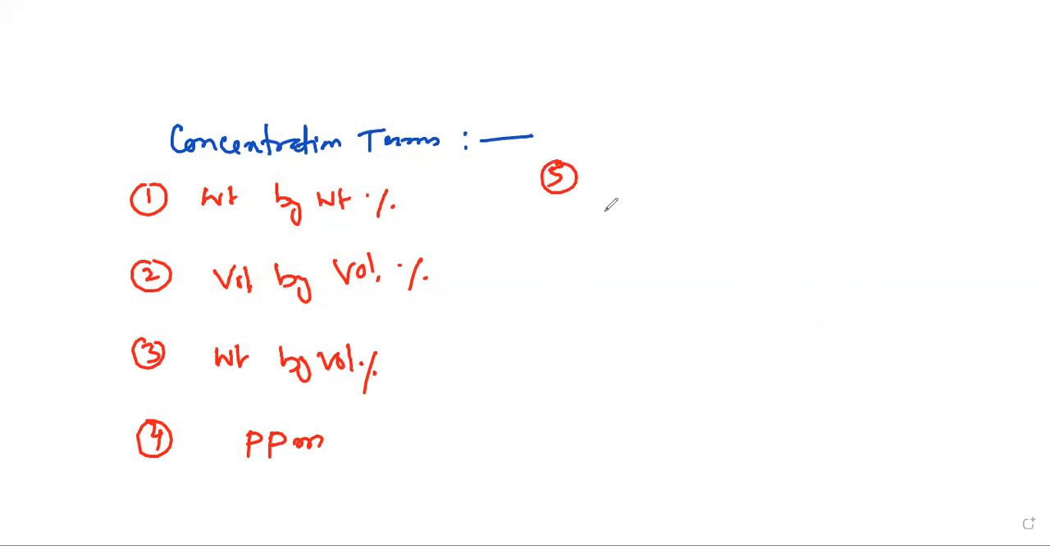So this is what I'm saying. Don't go fast. Go through each and every topic, each and every term. Don't ignore any simple basic concept. Okay. Then ppb, mole fraction. Ma'am, what is ppb? ppm and ppb, and mole fraction.